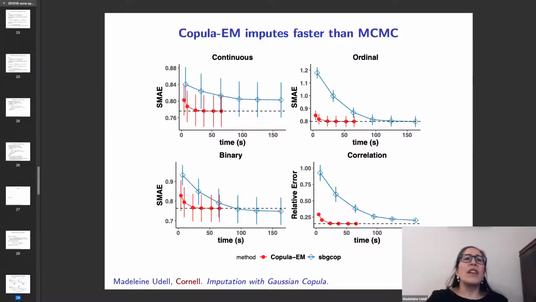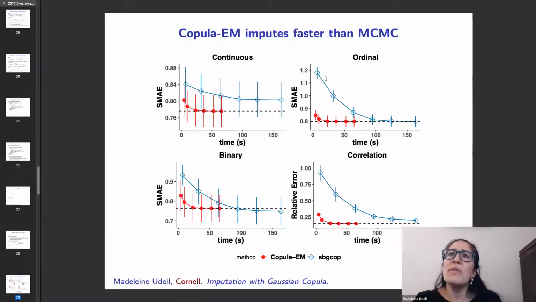So here's what that looks like. Our method is in red. That's the Copula EM method. Hoff's method that uses MCMC is in blue. Because we're using an approximate EM method, you can see that we don't always converge down to the same value. When it comes to the continuous data, all of these are performing better than median imputation, at least after long enough times.